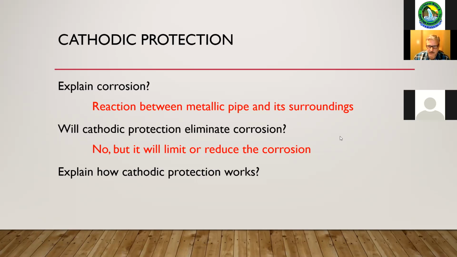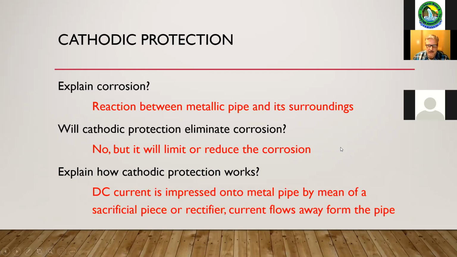So some really good answers there. So basically, DC current is impressed into a metal pipe by means of a sacrificial piece or rectifier. Current flows away from the pipe.